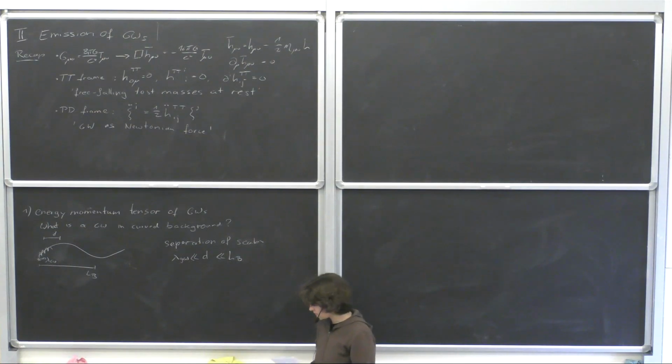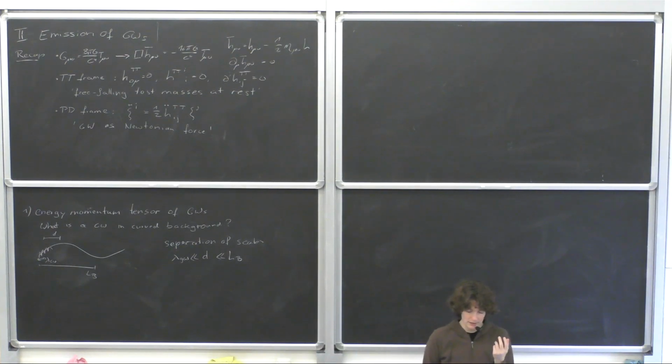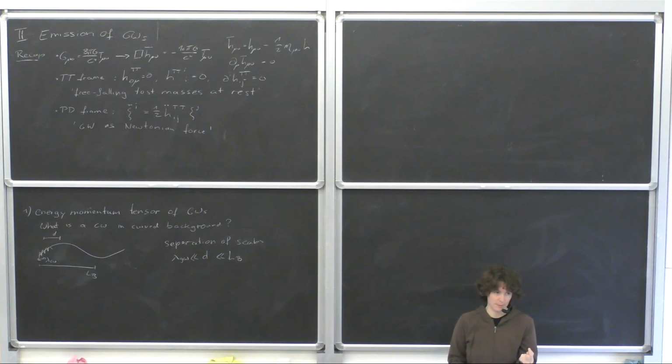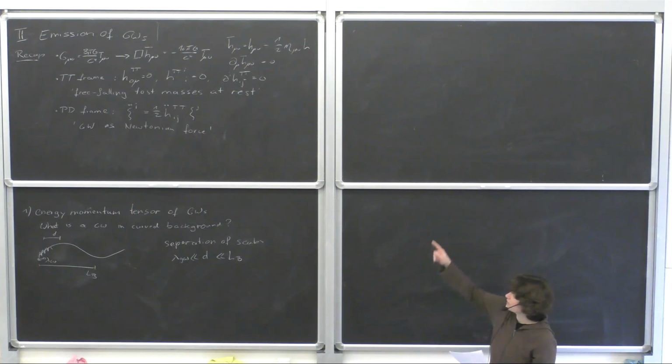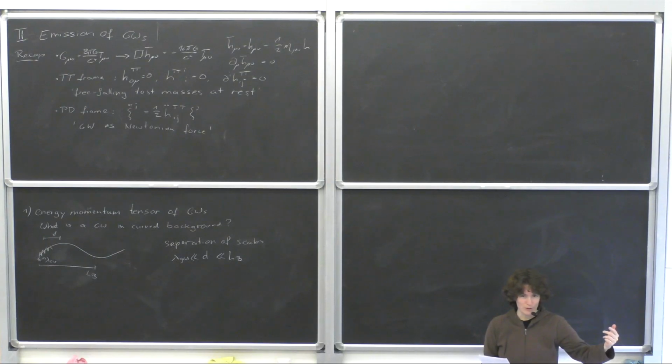Now we have a propagating gravitational wave in curved background, and the question is, does that actually contribute to the energy momentum tensor? And why does that matter? Because if it contributes to the energy momentum tensor, then recall that Einstein's equation tells you that the energy momentum tensor also sources the curved background again. So you wonder, are you going in a loop?